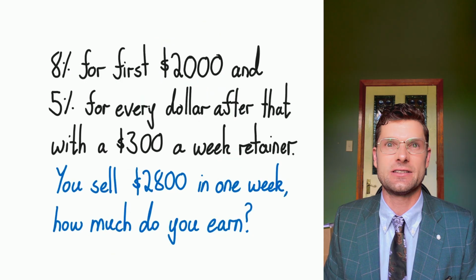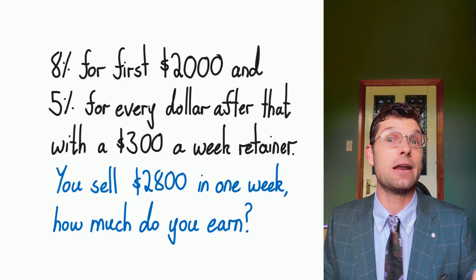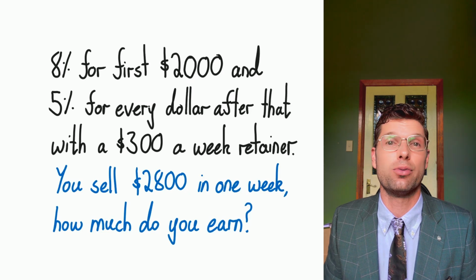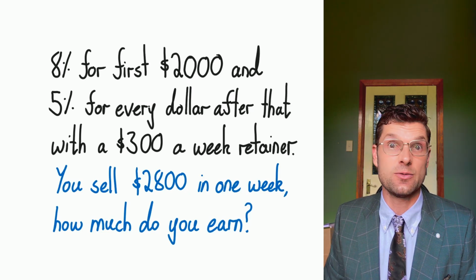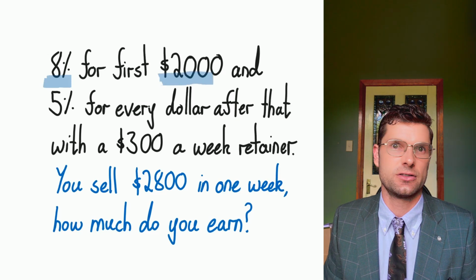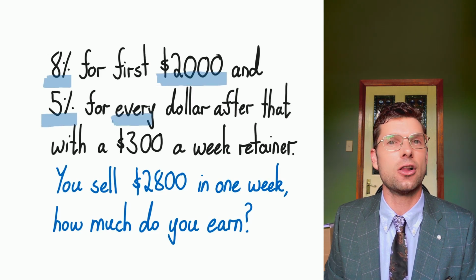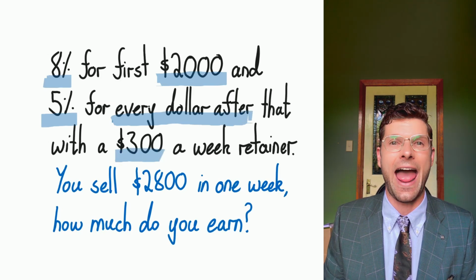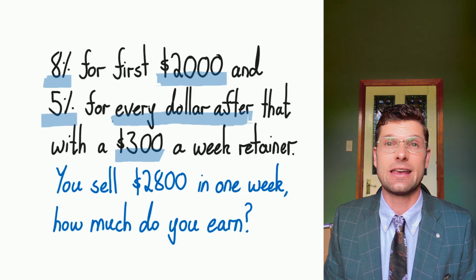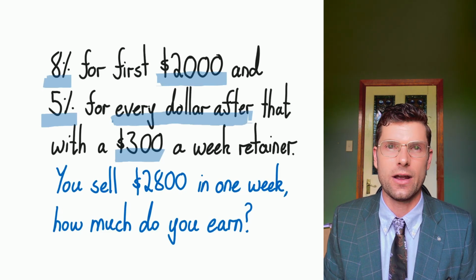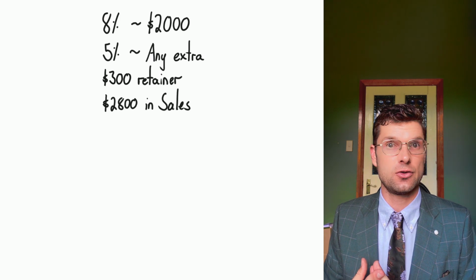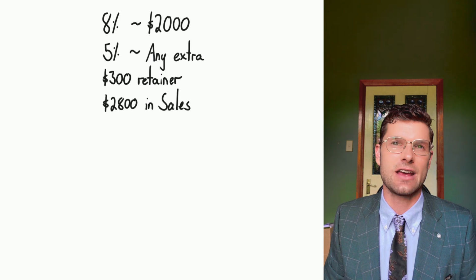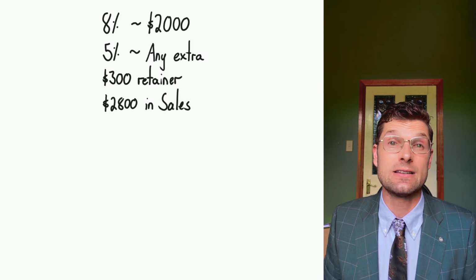So for this one, we've got the opposite example. Once you hit a threshold, instead of getting paid more commission, you're going to get paid less. Sometimes businesses will do this just to make sure the employees aren't making too much cash. For this question, we've got 8% for the first $2,000 that we sell and 5% for every dollar after that. This one's also got a $300 a week retainer, which we're going to add on. So just imagine that everything here is, hey, how much do we make in 1 week? So what we've got is 8% for the first 2,000, 5% for everything after that, $2,800 in sales, and a $300 retainer.